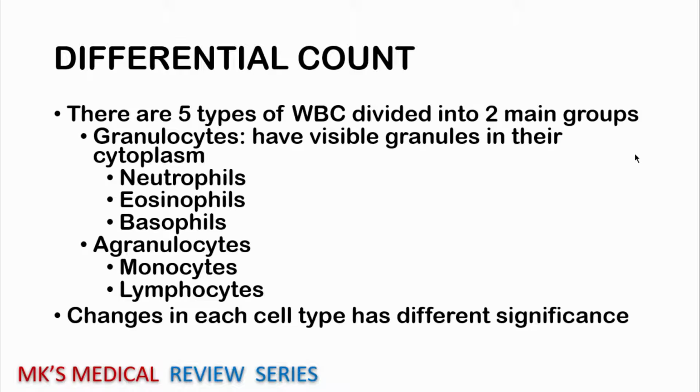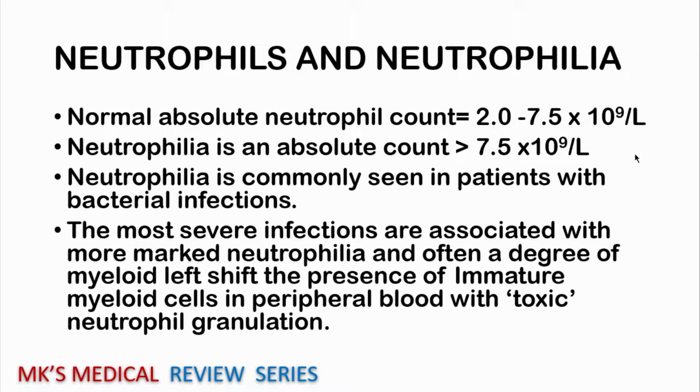Then changes in each type of cell is going to be significant for different things. So we'll begin with the neutrophils. I shall list them in order from the most abundant to least abundant. Most abundant, you have the neutrophils, followed by the lymphocytes, followed by the monocytes, followed by the eosinophils, followed by the basophils. There's a mnemonic to help you remember the order of the abundance of these white blood cells. So: never let monkeys eat bananas. Never for neutrophils, let for lymphocytes, monkeys for monocytes, eat for eosinophils, and bananas for basophils.